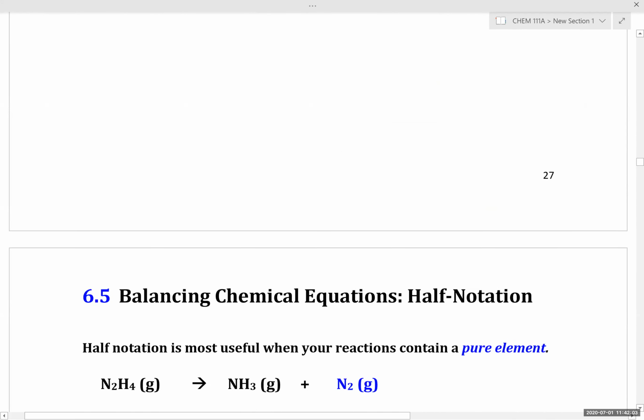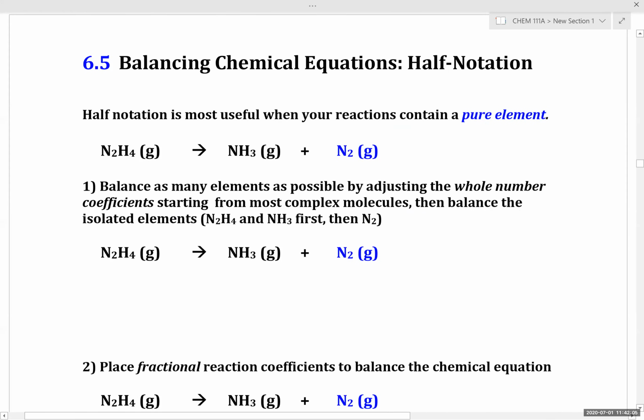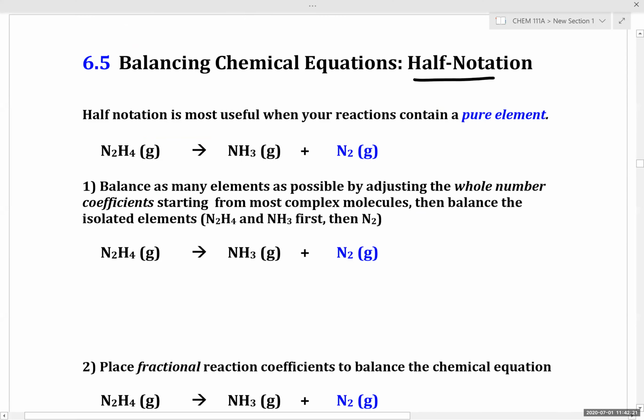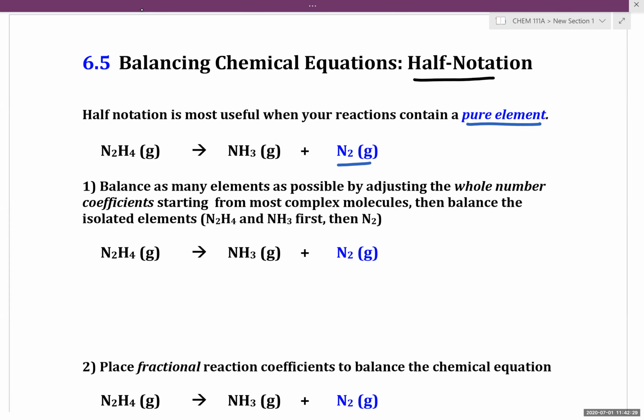Add an extra table just in case. And let's talk in the last few minutes of today's session about a really nice shortcut, and it's known as half notation. So half notation is most useful when you have a pure element. So remember this criteria, this is really important. When you have an isolated pure element, half notation will be quite useful.